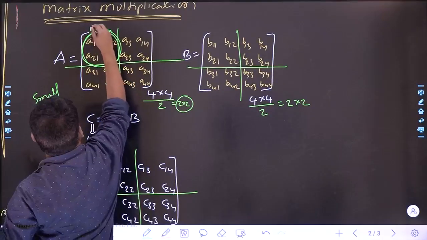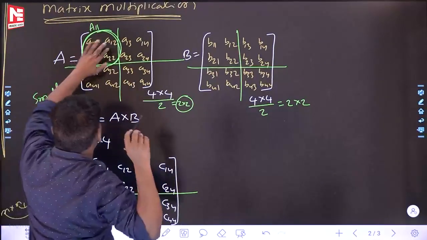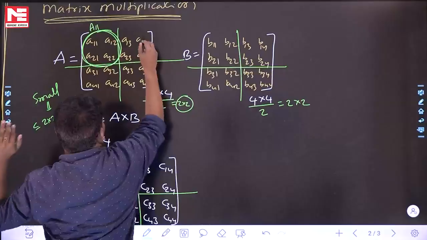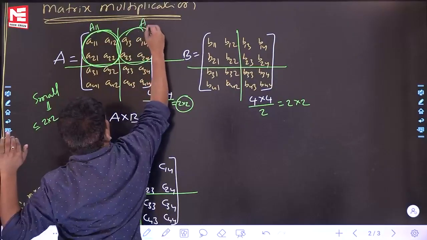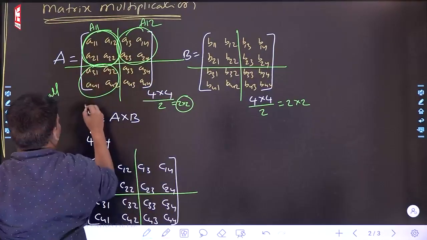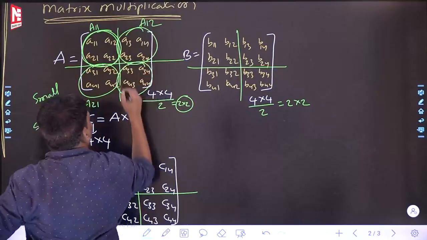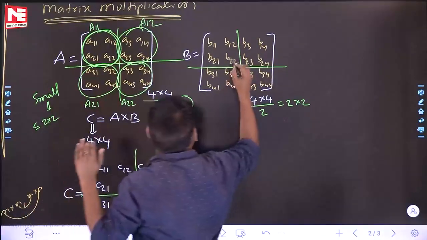This is the first element, A11. After division is over, consider this as one element. This also one element, A12. This also one element, A21. This also one more element, A22. Same thing here also.